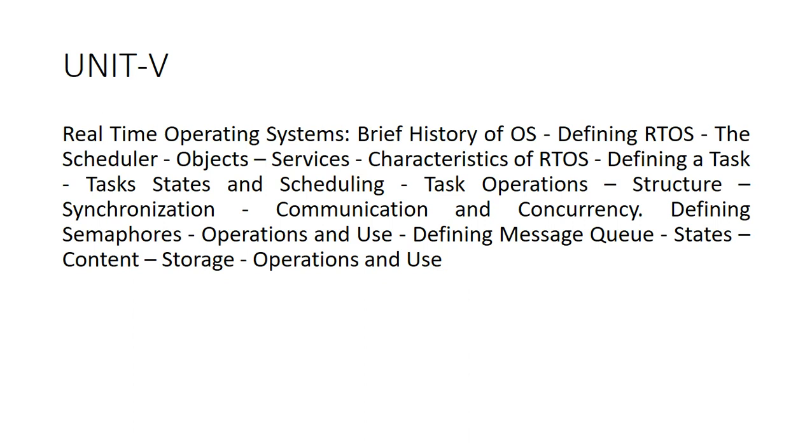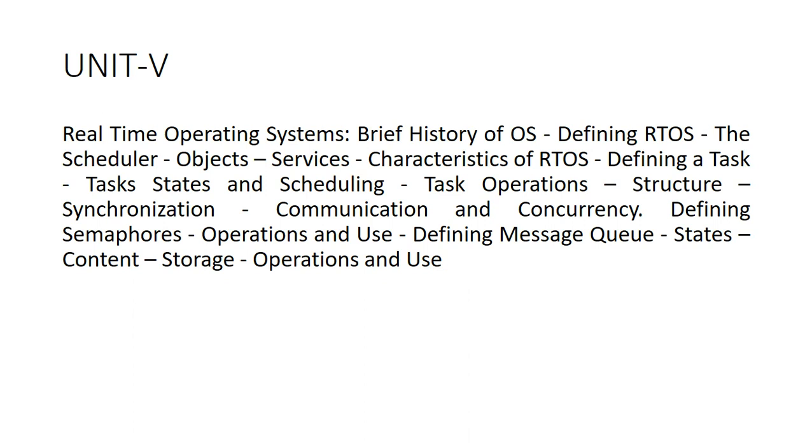How this real-time operating system differs from the normal, that is general purpose operating system, and what are the similarities, and next how it does its work, how it communicates, how the work is concurrently processed, and what is the use of the semaphore in this real-time operating system, and what are the operations. Next we are going to define the message queue and its operations and its uses.